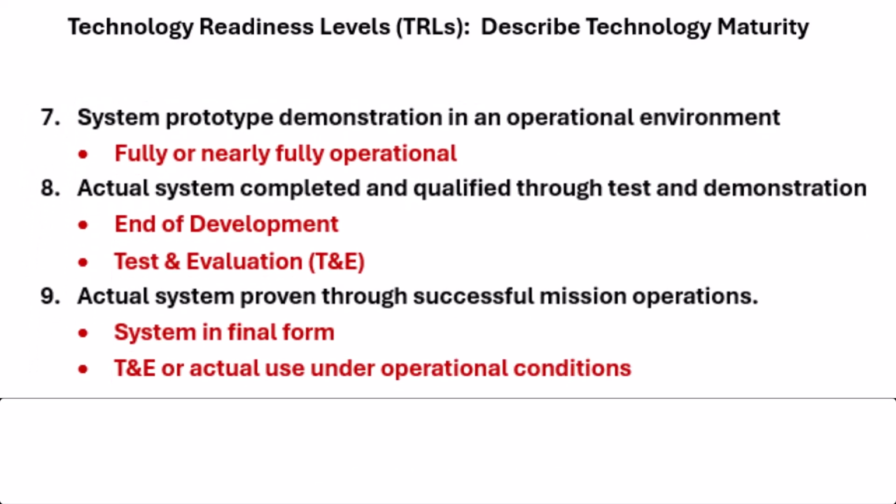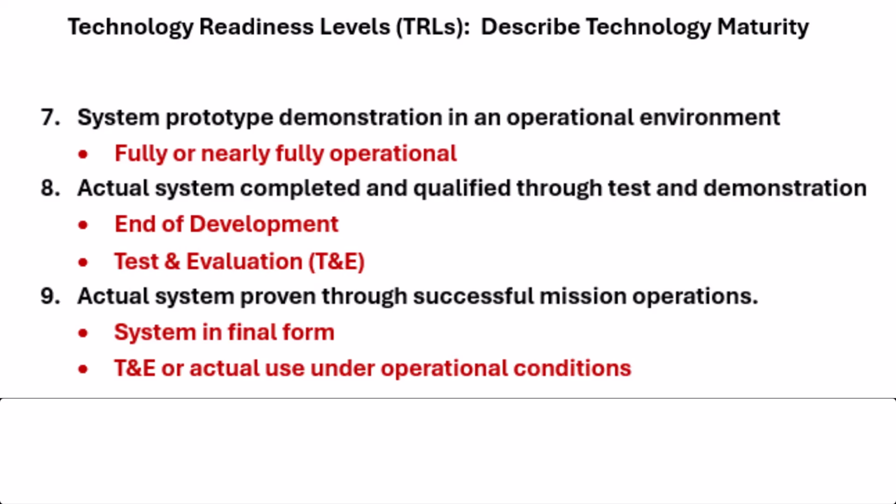Next is TRL 7, system prototype demonstration in an operational environment, and at this point, that prototype is fully or nearly fully operational and will have nearly or perhaps all of the features of the final product. At TRL 8, development is ended. We have an actual system that's completed and qualified through test and demonstration. So at this point, we're no longer in R&D. This is test and evaluation. At TRL 9, the actual system has been proven either through test and evaluation in operational conditions or through actual use in operation.